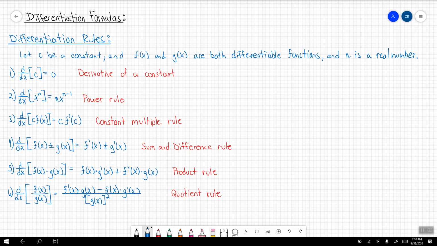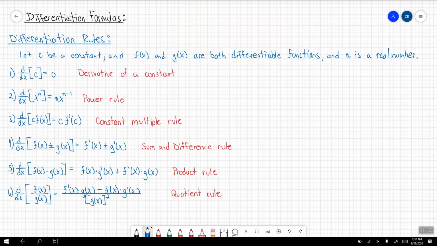And what I have here on the screen are these differentiation rules. It starts off by saying, let C be a constant and f of x and g of x are both differentiable functions and n is a real number. Well, the first one that we get is that the derivative of a constant is equal to 0. Okay, well that kind of makes sense because if you have a constant function, meaning a horizontal line as a graph for that constant function, then when you're looking at its rate of change, there is no rate of change, which means the rate of change is going to be 0. So again, this is the derivative of a constant.